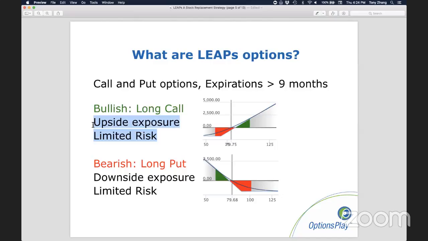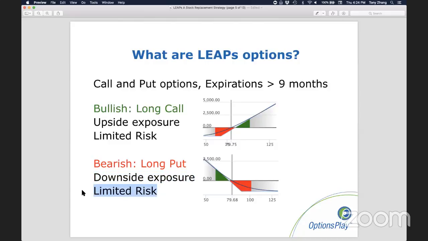And that's really why people look at options as a strategy, because it provides them with that asymmetrical risk to reward ratio. Conversely, if you're bearish on a stock or ETF, this is where you would look at a long put. This gives you downside exposure. So if the stock goes lower or the ETF goes lower, you're going to get exposure to that and be able to profit from a move lower. And again, also provide you with limited risk.